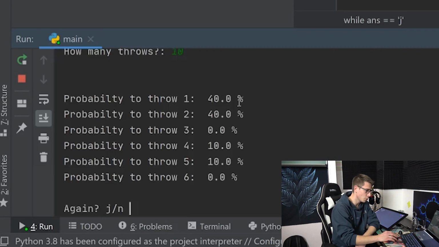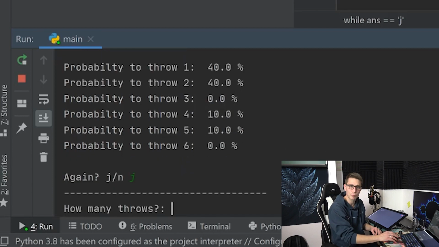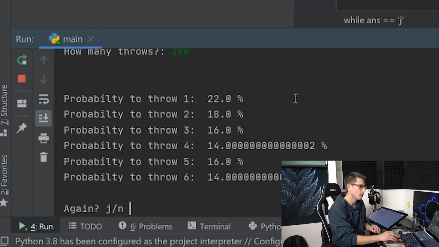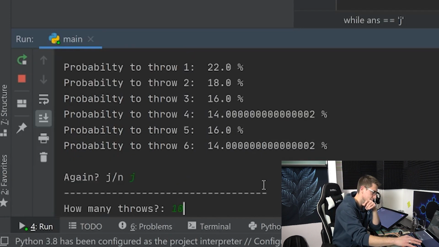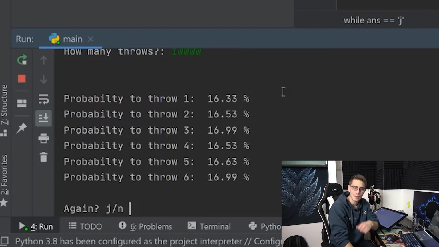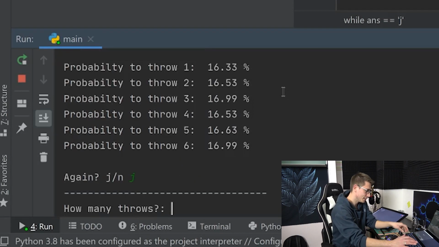Okay, probability to throw the 1 is 40%, to throw 3 0% at the moment, and to throw 6 also 0%, or 10% for 4 and 5. Now what about if we were to, let's say, throw 100 times? Let's see what the probability is then going to be. Okay, so the probability to throw either of those is, I don't know, it's going to go to 15% it seems. What about throwing this whole thing, let's say 10,000 times? Oh, they are all at 16 something percent. Okay, what about rolling it 1,000,000 times?